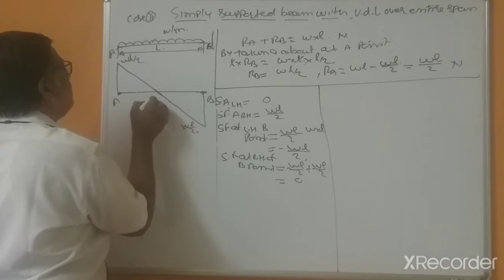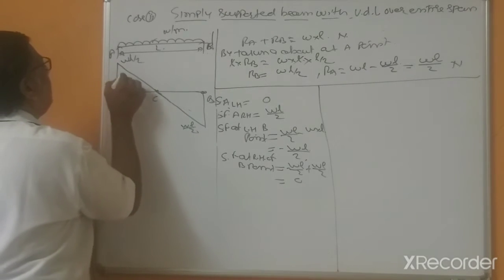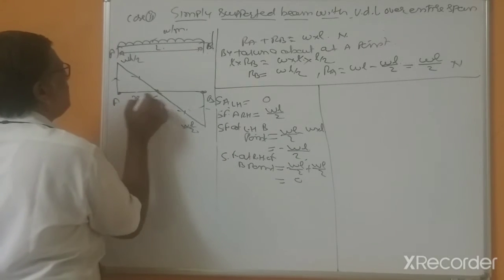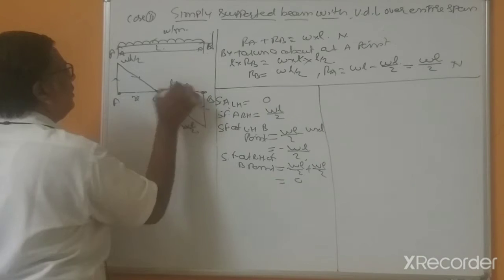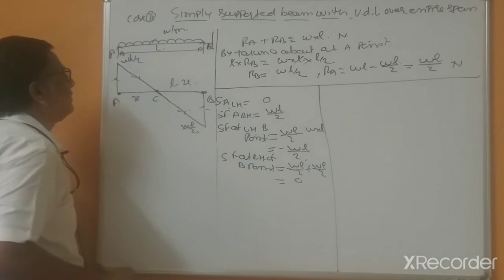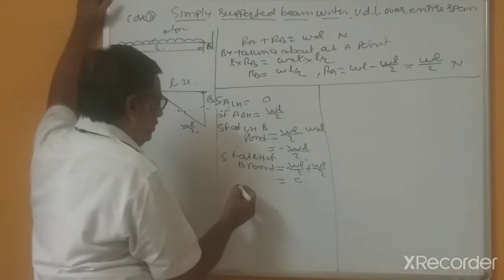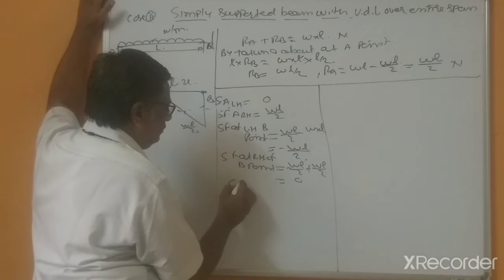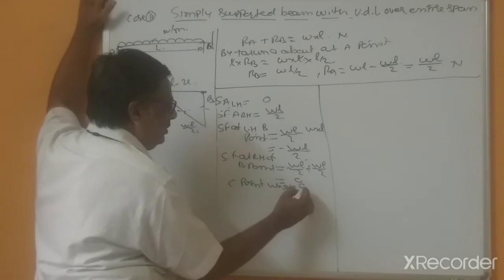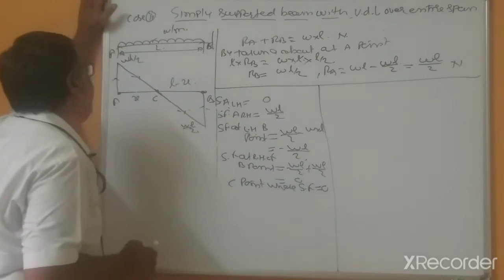And this point is the C point. So this is WL by 2, this is WL by 2. Now suppose this is X and this is L minus X. This is the C point where shear force equals 0.